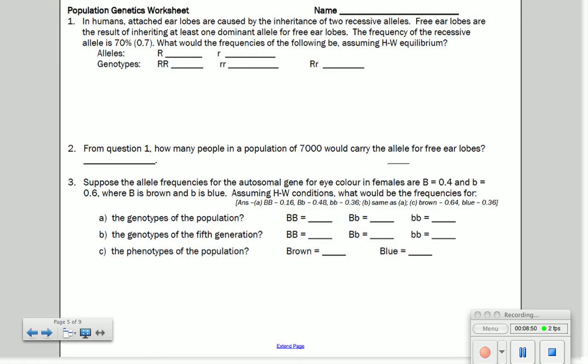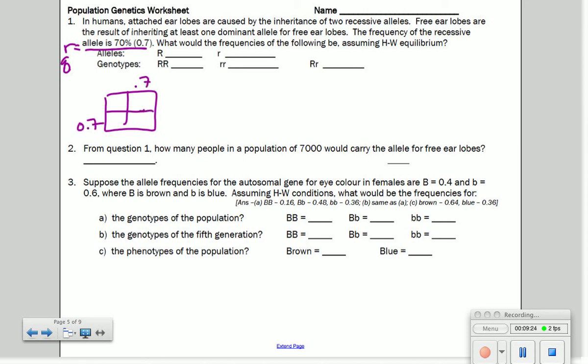Okay, moving on to the population genetics worksheets. Looking at earlobes, they tell me that the frequency of the recessive allele is 0.7. What would the frequencies of the following be, assuming Hardy-Weinberg equilibrium? So they say the recessive allele is 0.7. So if I were to make a Punnett square, I'm going to use R for this. That means little r, which is my Q in this case, is 0.7.